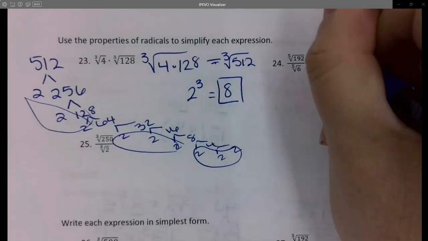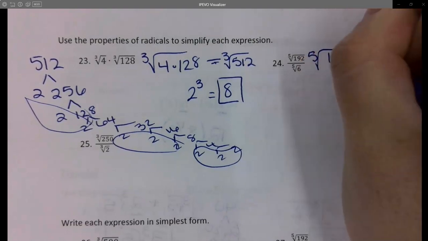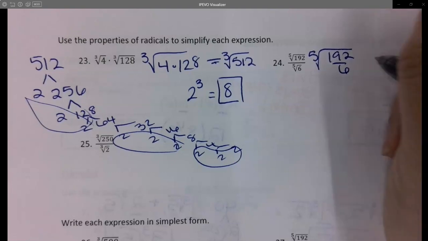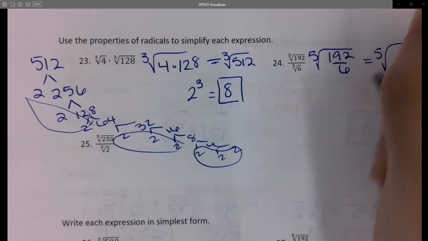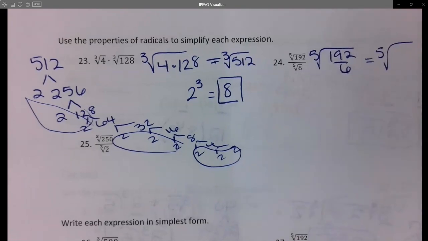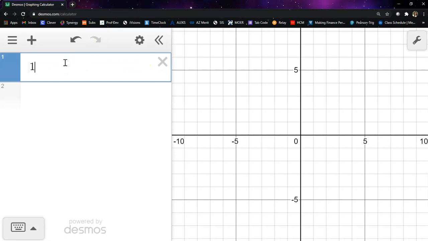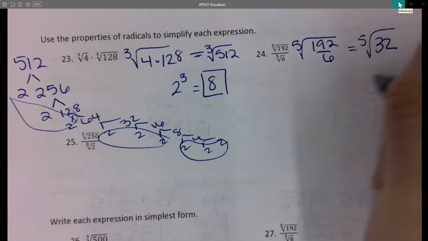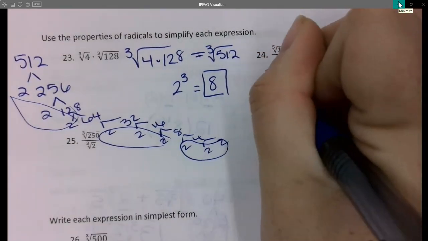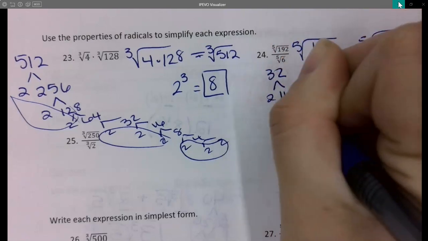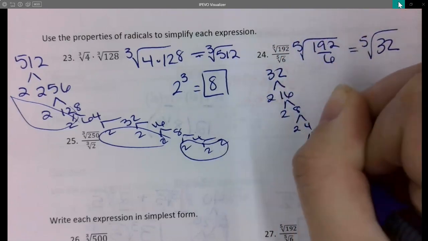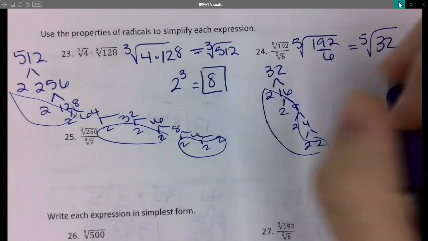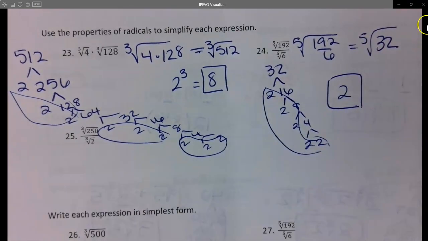On 24, I want to rewrite as one giant fraction, so I'm going to have 192 divided by 6. Then I want to actually divide 192 by 6. Gets us 32. I want to factor tree 32. Gets us 2 and 16, 2 and 8, 2 and 4, 2 and 2. I was looking for groups of 5 of the same number. I have 5 2s. So my answer here is just 2.